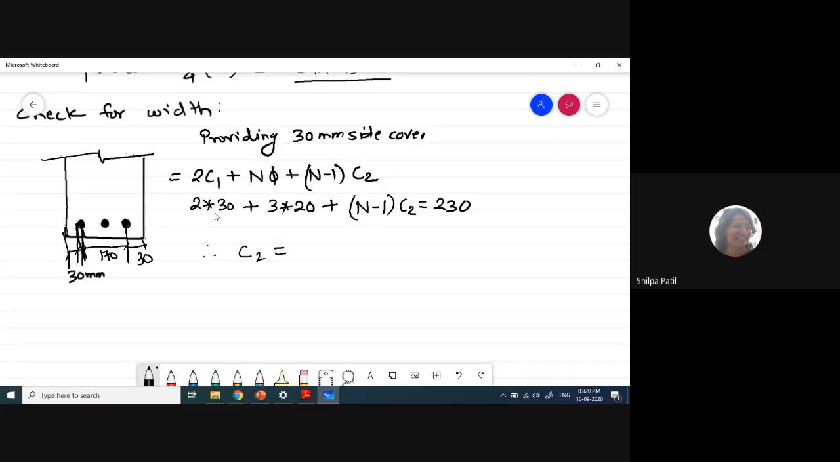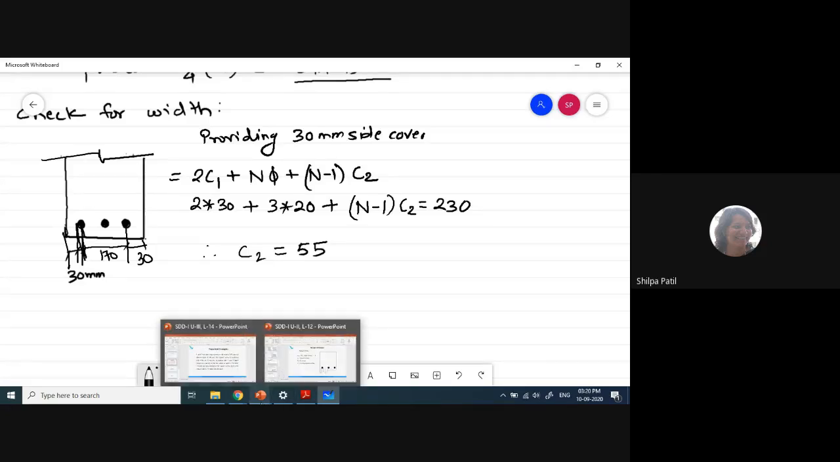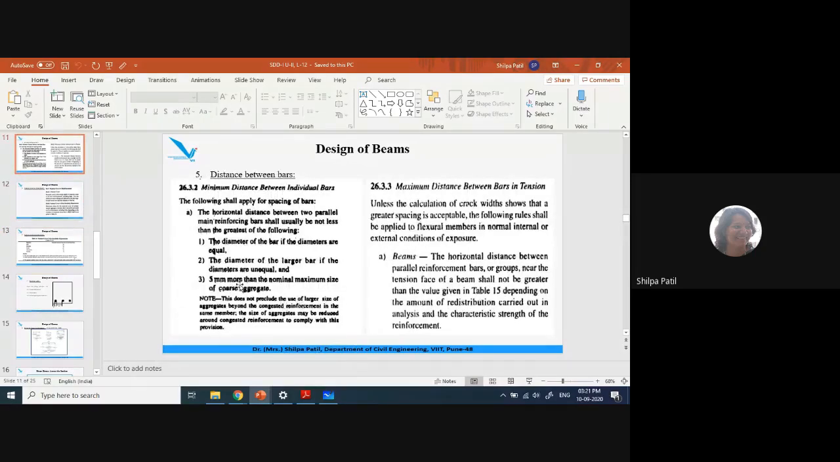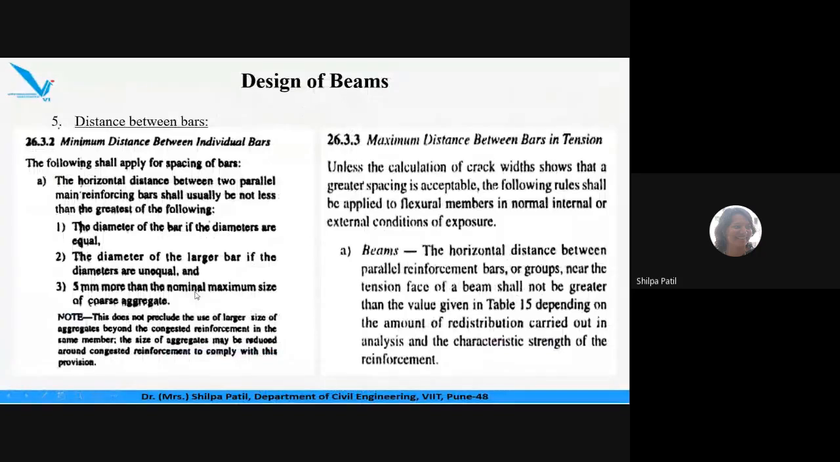What is the C2 value you are getting? 55. Okay, so this is 55. Now we have to check as per the clause what is C2 value. So if I will go back here, distance between bars. So these are the criteria. I'll make it full screen. C2 should not be less than greatest of the following: the diameter of the bar if the diameters are equal. So we have calculated C2 as 55.